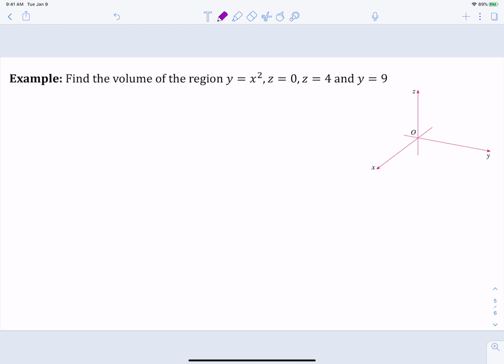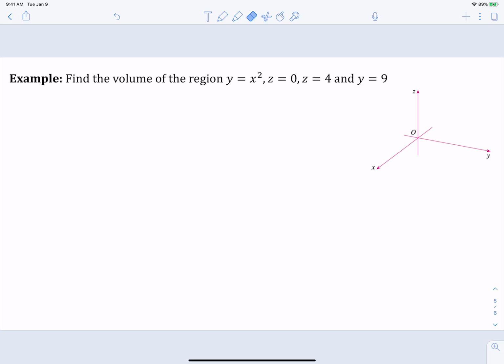All right, so let's find another volume, at least getting this set up and drawing that picture and thinking about what it is that we've got and what makes sense in terms of our limits of integration. So we've got to find the volume of the region y equals x squared, z equals 0, z equals 4, and y equals 9. So these are giving us our boundaries for our region here.